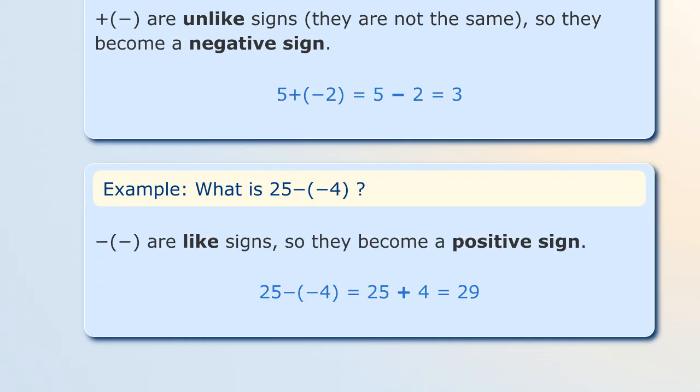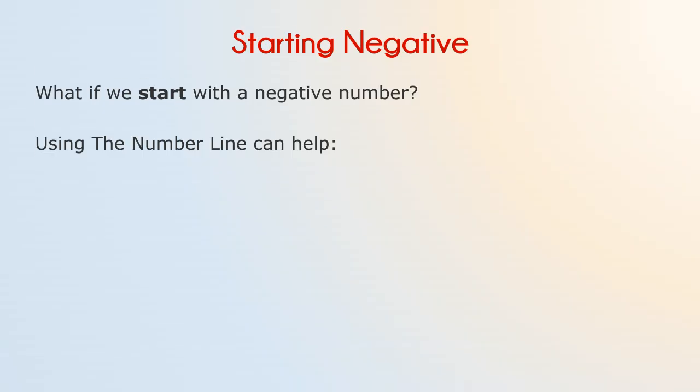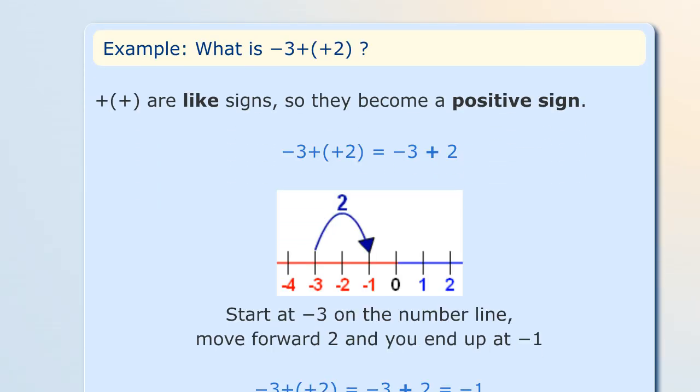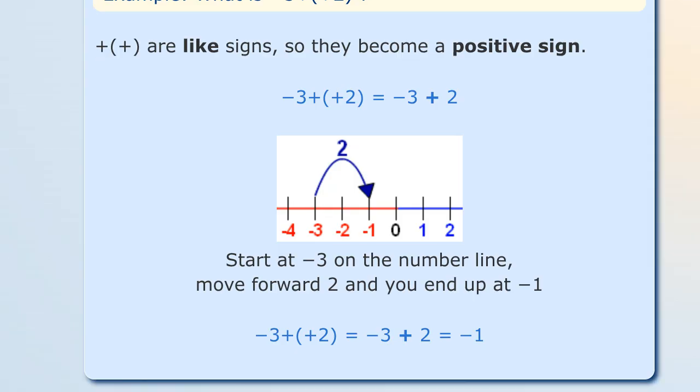What is 25 minus minus 4? Minus and minus are like signs, so they become a positive sign. 25 minus minus 4 equals 25 plus 4 equals 29. Starting negative, what if we start with a negative number? Using the number line can help. Example, what is minus 3 plus plus 2? Plus plus are like signs, so they become a positive sign. Minus 3 plus plus 2 equals minus 3 plus 2. Start at minus 3 on the number line, move forward 2, and you end up at minus 1.